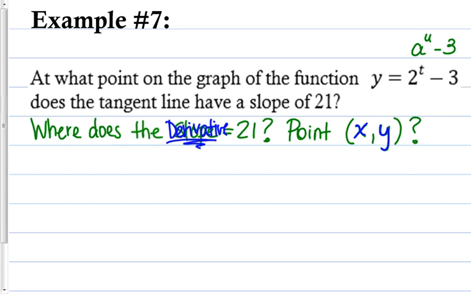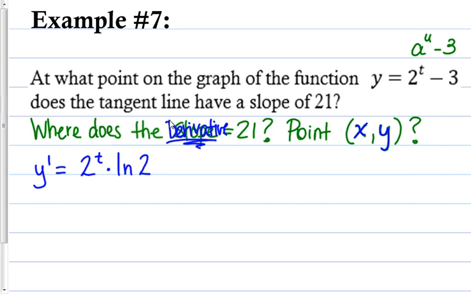So first thing on the plan here is derive. Take the derivative of y. So y prime equals, all right, 2 to the t minus 3. We should all know what happens to the minus 3. Becomes 0. So I'm basically deriving 2 to the t power. So the derivative of that is the original function, 2 to the t, times the natural log of 2, times the derivative of t, which is a 1, which, yes, I don't have to write. So I'm just going to erase that.